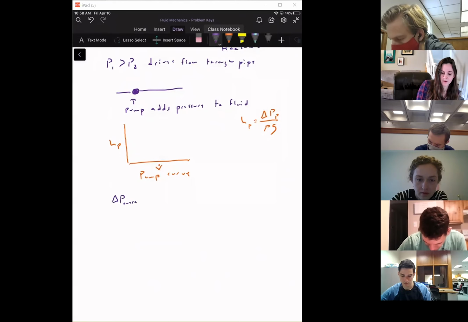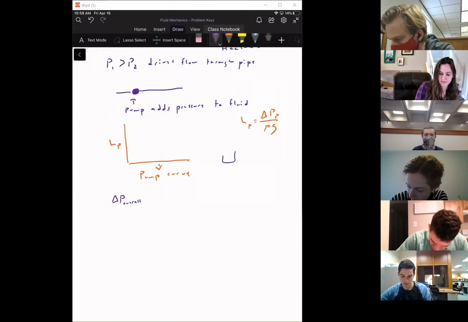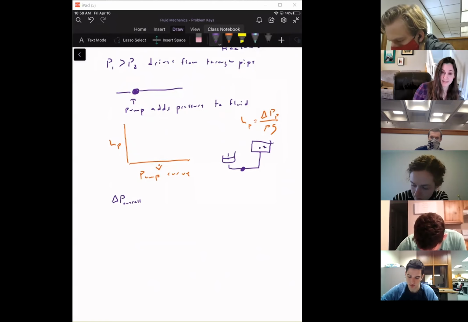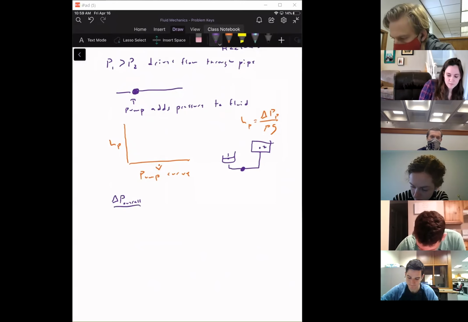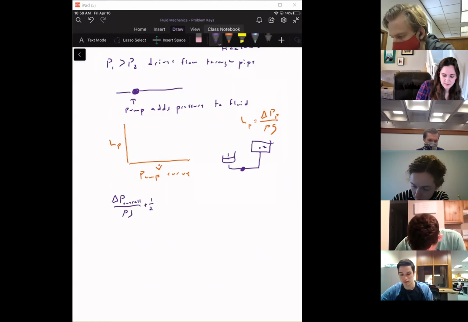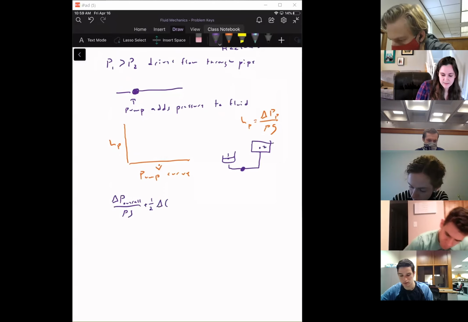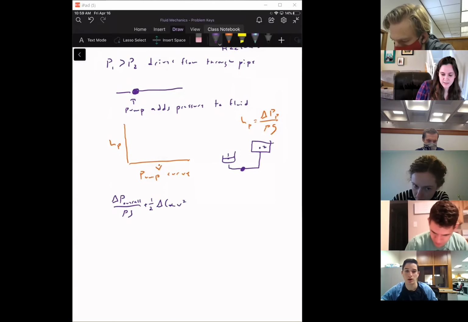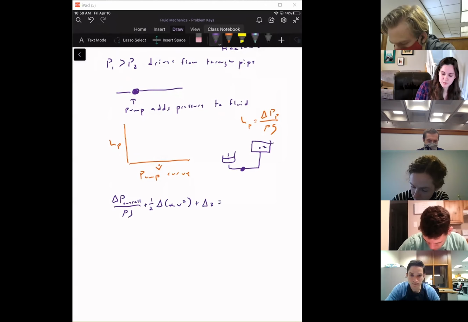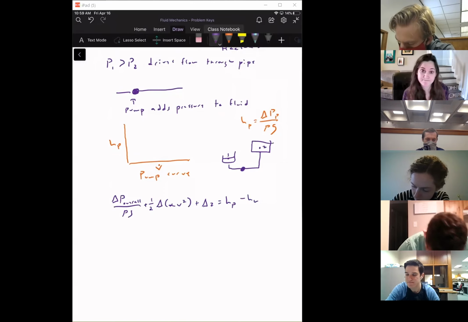delta P. This is the overall pressure difference from point 1 to point 2. I'm just going to draw one representative thing for fun. So we have a tank like this, and here's point 1, here's point 2, and here's a pump. Let's say that. Okay, delta P overall over rho g plus 1/2 delta alpha v squared plus delta z is equal to the pump head minus the head loss, like that.